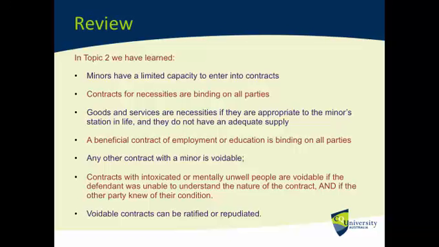Finally, we've talked about the fact that voidable contracts can be ratified or repudiated. They're ratified if the party who's reached capacity turns around and continues to act as though the contract was binding upon them. They're repudiated if the party, through either words or actions, makes it clear that they no longer intend to be bound. So that's the first steps in our study of contract formation.